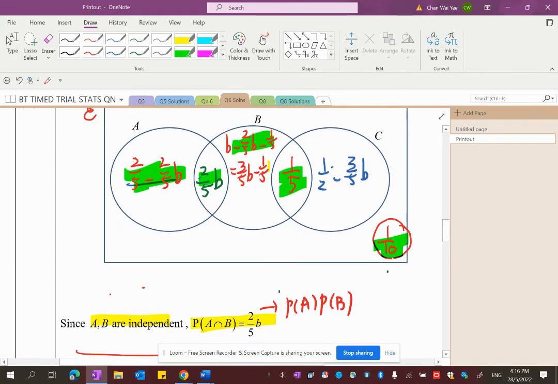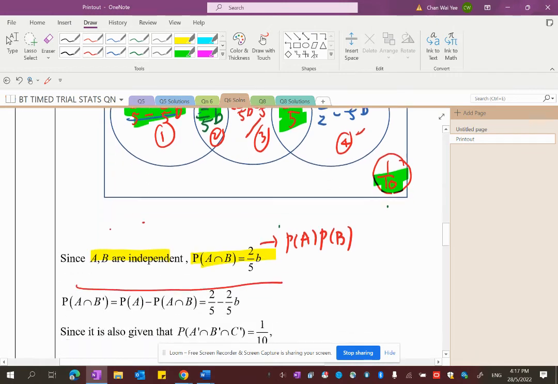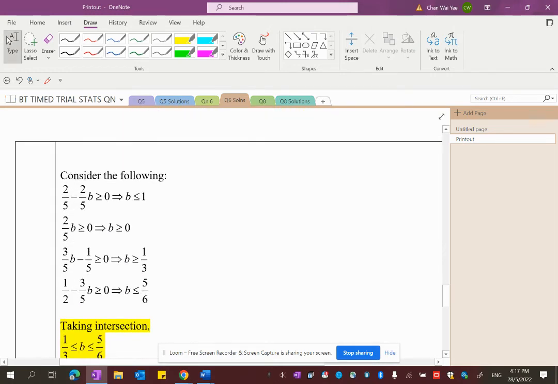After you have filled up the Venn diagram, notice that all the probabilities must be non-negative. There are a few values in terms of B, one is this, this, this, and this. So I have 1, 2, 3, 4. All these must be non-negative. That's why the next step is you consider the following.